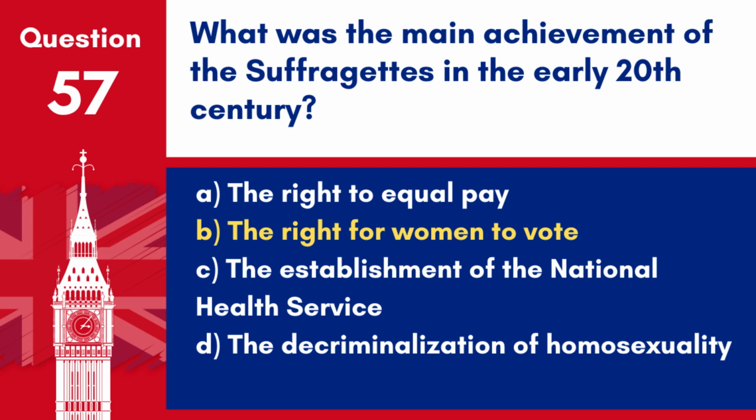The suffragettes were instrumental in securing the right to vote for women, a major milestone achieved with the Representation of the People Act 1918 and extended to all women over 21 in 1928.